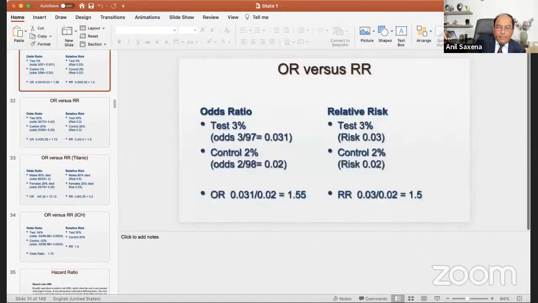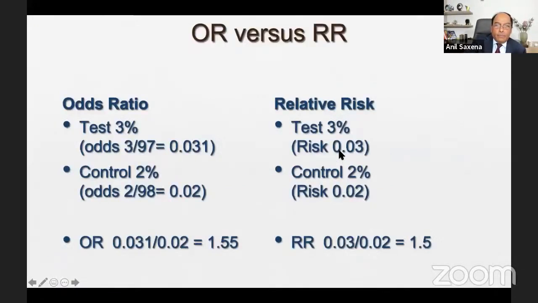Yeah, this slide basically shows it very clearly. Can you see this slide? As I was saying, the odds ratio is like this: supposing something happens 3% of the time, the odds are 3 divided by 97, because it is 3 against 97. So it becomes 0.03. And the relative risk is also 0.03. So when you take the ratio of the two, control group versus test, it becomes almost the same.